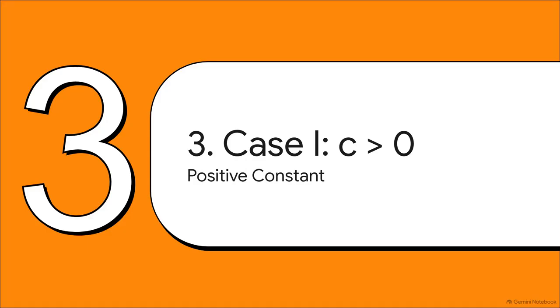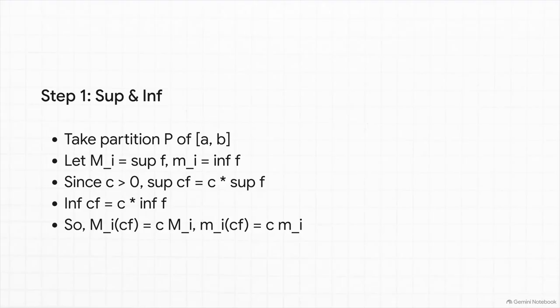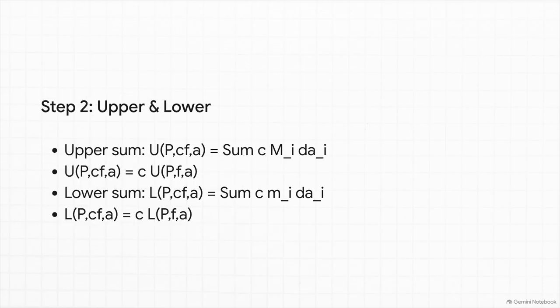Okay, section 3, proof case 1, positive constant. Let's tackle our very first scenario. Step 1. We take any partition P of the interval [a, b]. For each i, let Mi equal sup f and mi equal inf f. Now, since c is strictly greater than 0, things behave very predictably. The sup of cf simply equals c times sup f, and the inf of cf equals c times inf f. This directly implies that Mi of cf equals c Mi, and mi of cf equals c mi. Pretty straightforward, right? Step 2.